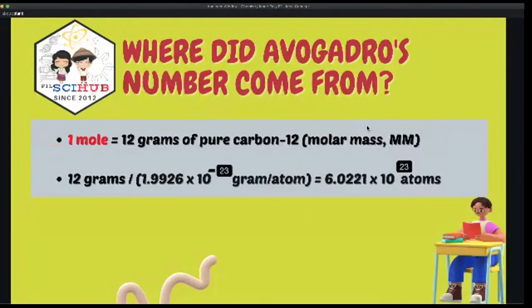Ito yung ginamit nila na information to calculate for the number of carbon-12 atoms present in 1 mole. So dito, what they did was, okay, 12 grams of carbon-12, you divide it by the mass of every carbon-12 atom. Dito na nila nakuha yung number that is 6.0221 times 10 to the 23rd atoms. So ito na yung Avogadro's number. This is how it was actually calculated.